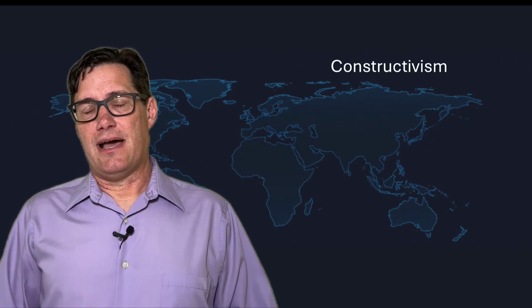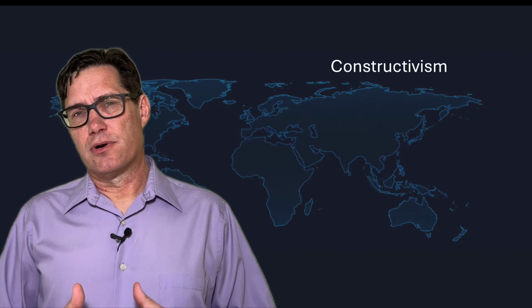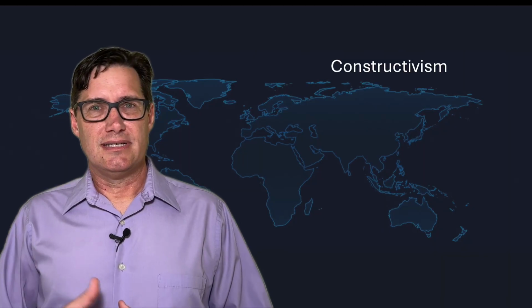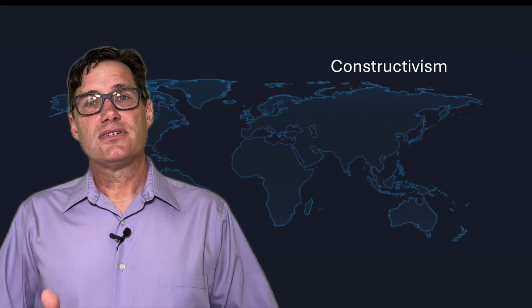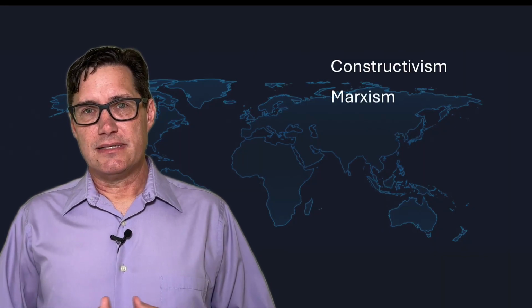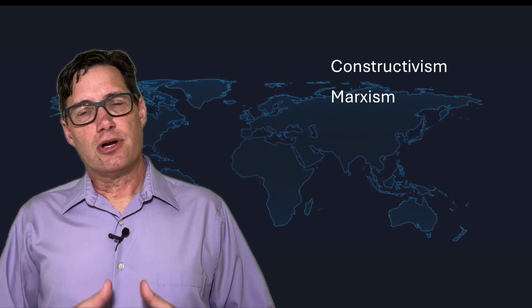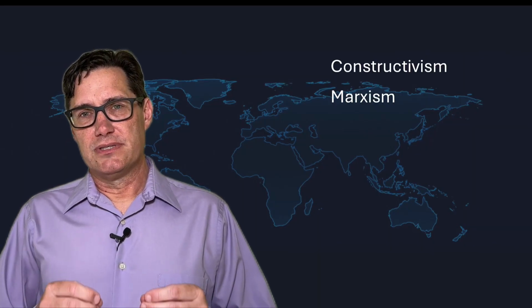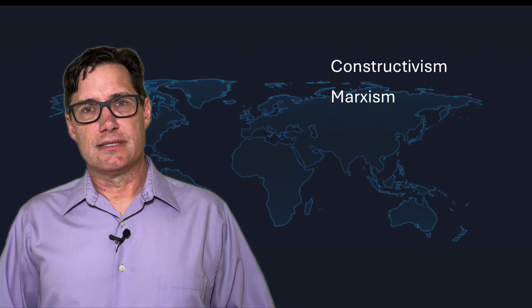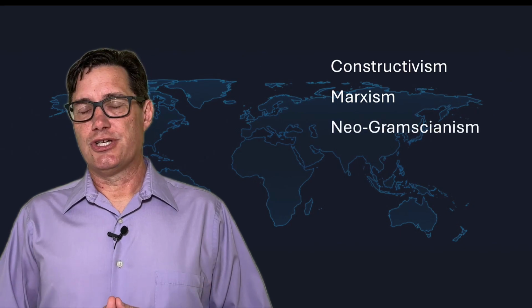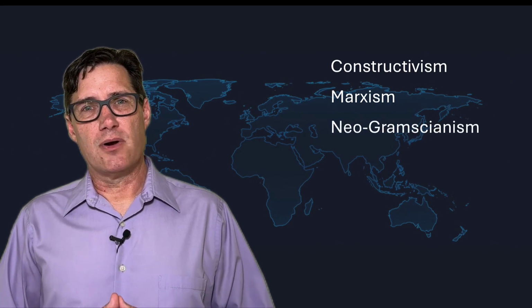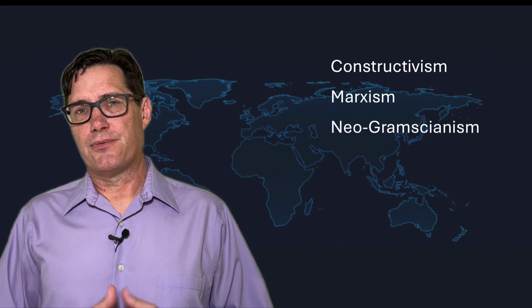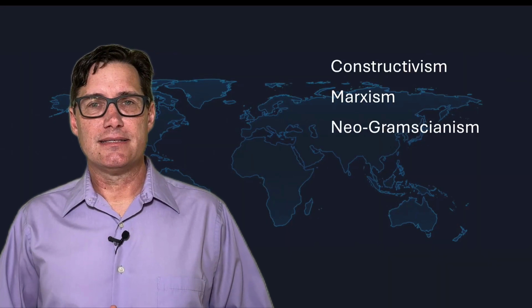Constructivism, which shows how ideas, identities, and norms shape what states want and how they behave. Marxism and its descendants, like Dependency and world systems theory, which argue that global inequality is built into the very structure of the global system. Neogramscianism, which examines how elites maintain power not just through coercion, but through consent and common sense.